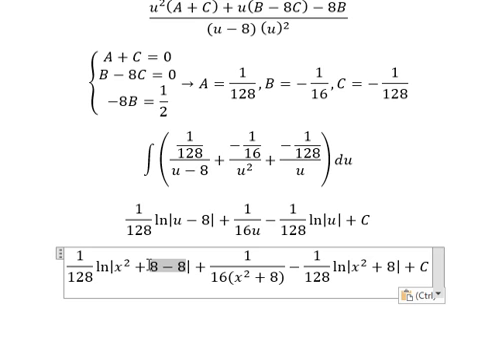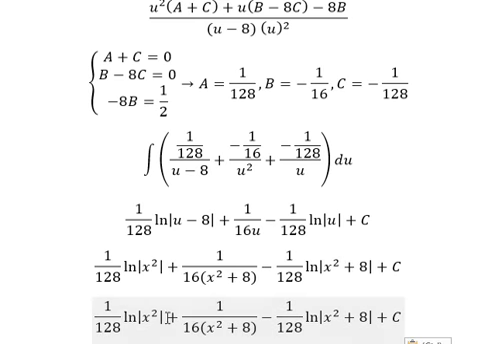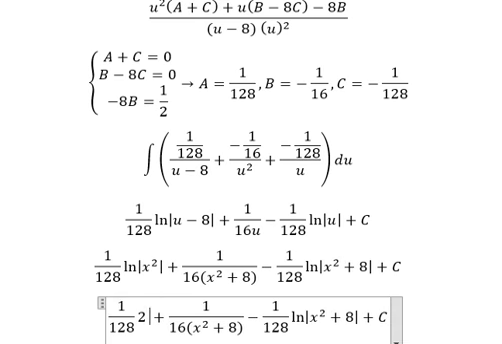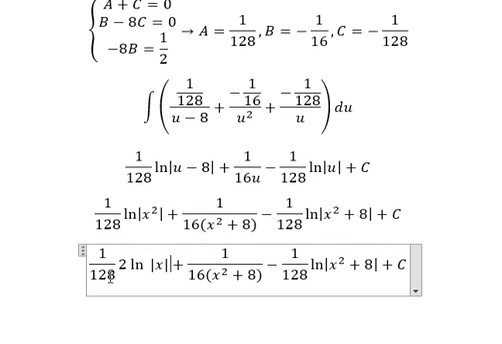A minus A cancel. And we have 2 ln of the absolute value of x. Number 2 divide 128. We will have 1 over 64.